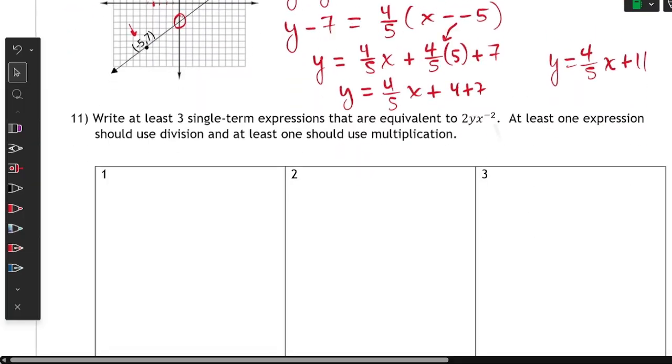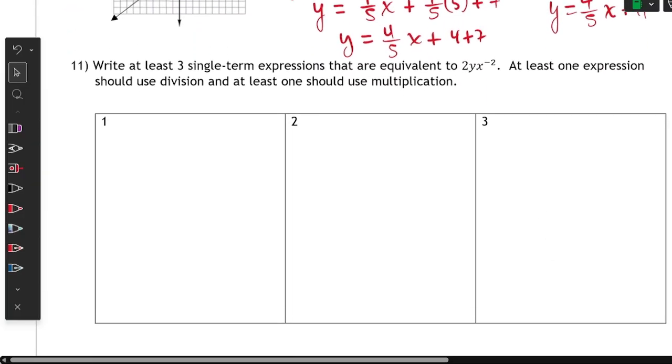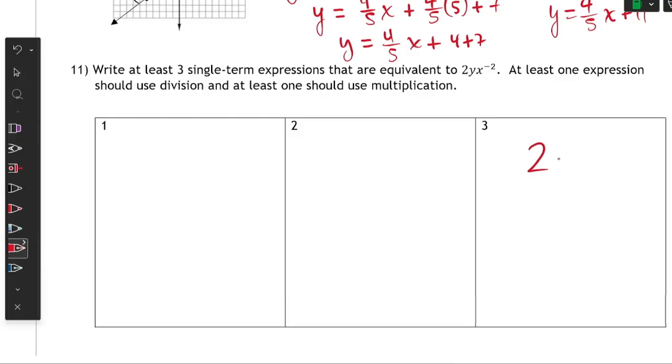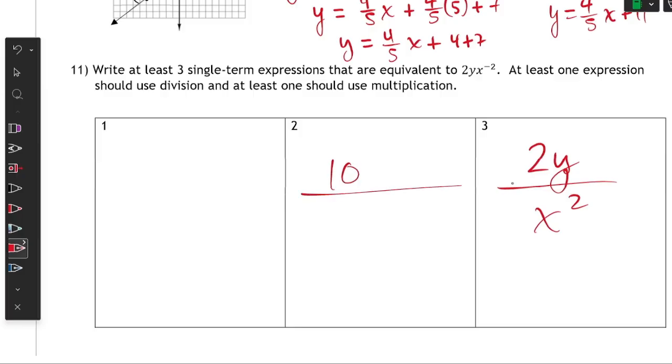Okay, the last question I asked you to do was to write at least 3 single-term expressions that are equivalent to the one I gave you. And I'll just say one of the things I saw many people do is just write 2y over x to the positive second power, and that's great. I also saw people just say, hey, look, I have to have 2 at the end, so I could go 2 over 5, and I could make it 5x, and I could put y up there. Those are equivalent.